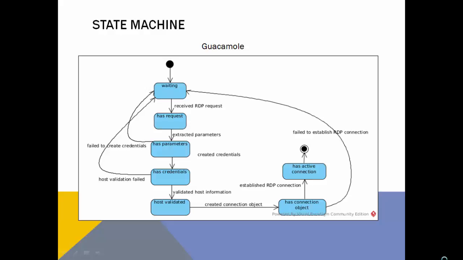Guacamole is always waiting for connection requests. When it gets one, it extracts its parameters to create a credentials object. Then, validates the host information against the permitted ranges. Finally, a connection object is created, and if all works fine, the connection will be established. At each point, if things fail, Guacamole drops the process and goes back to waiting for more connections.